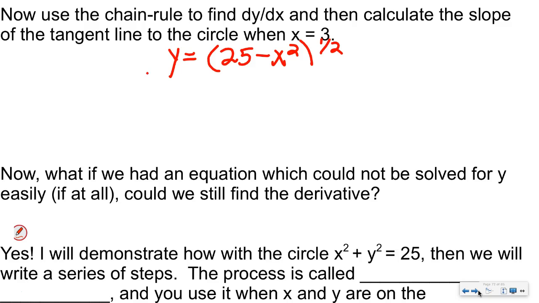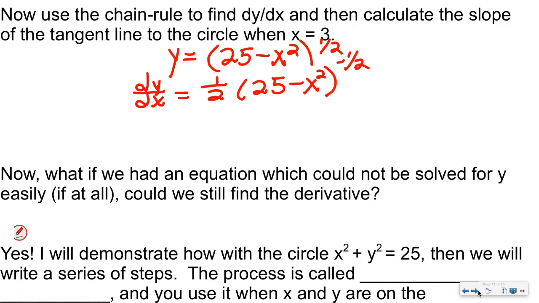So for me to figure out the derivative, I'm going to do 1/2 of 25 minus x squared. I'm going to knock the power down 1. And then what am I going to remember? The guts. Thank you. Multiply by the derivative of the inside function, which would be negative 2x. Nothing new here yet.